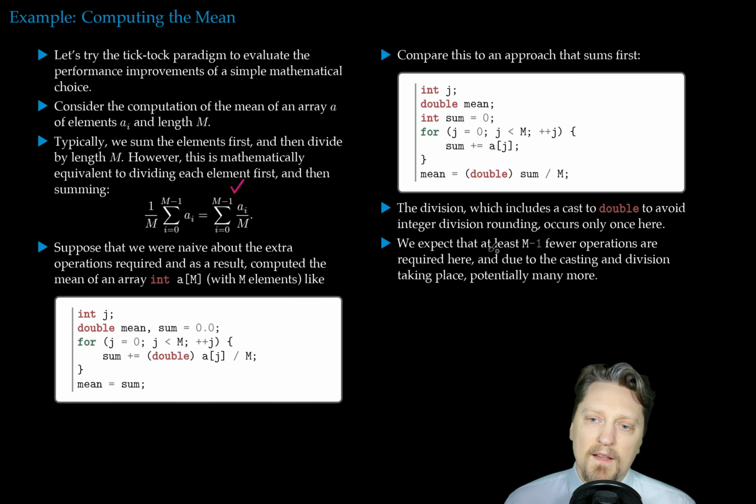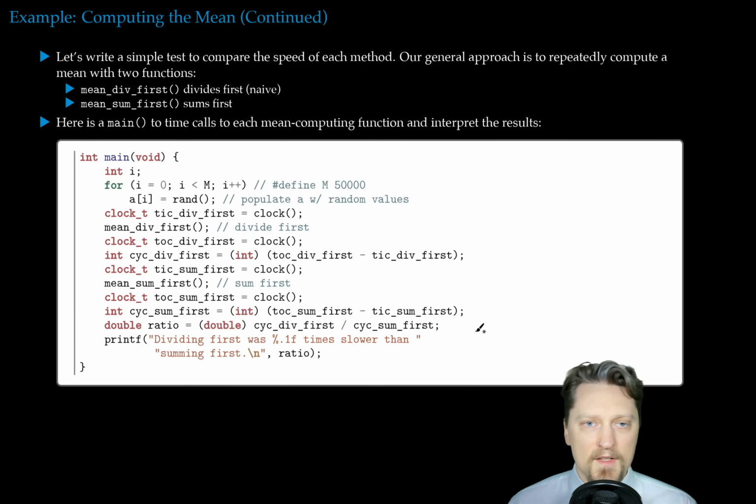We expect that at least m minus 1 fewer operations are required here, and due to the casting and division taking place, potentially many more. See, we've had to cast each division here in this naive case, whereas in the better case here, we've been able to have a double cast just once. Let's write a simple test to compare the speed of each method.